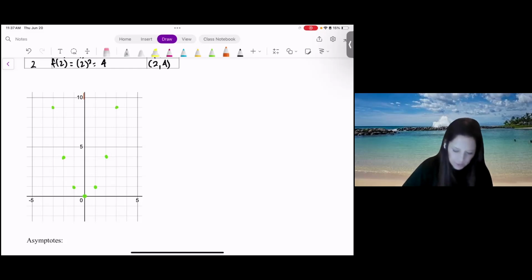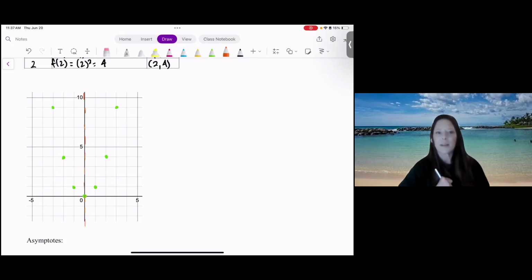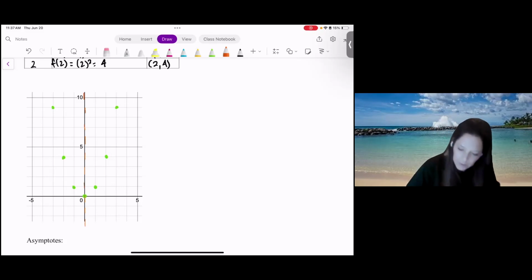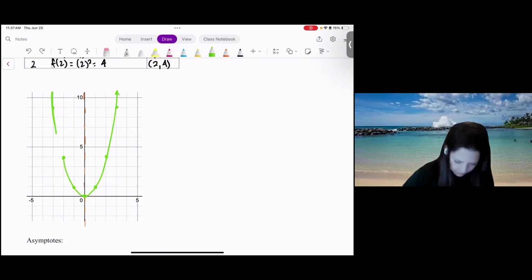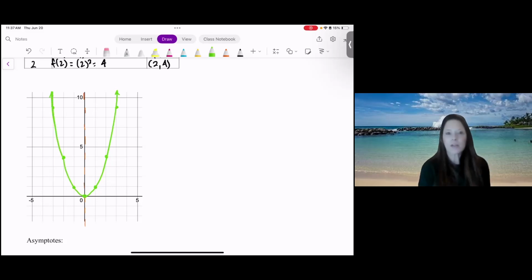My axis of symmetry here is right down the middle. So if I folded it at that axis of symmetry, the left side and the right side points should line up. And I'm going to make a curve. This is the standard parabola. I can then transform this. I can shift it right, left, up, down, reflect, stretch, or compress vertically and horizontally. And we'll talk about that in a second.